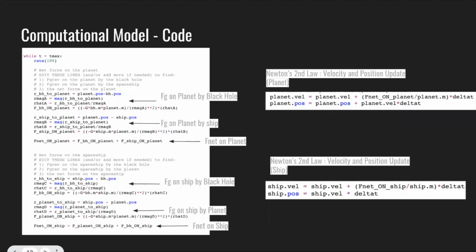First, we calculate the net force felt by the planet using the gravitational force equation. The net force on the planet is the sum of the gravitational force the black hole exerts on the planet plus the gravitational force exerted by the ship on the planet. Then I calculated the net force felt by the spaceship, which is the sum of the gravitational force exerted by the black hole onto the spaceship plus the gravitational force exerted by the planet onto the ship. To calculate both, I had to first calculate the distance between one body and the other, to then calculate the direction so that I could use the actual gravitational force in the introduction. Lastly, I used Newton's second law to update the position and velocity of the planet and the ship iteratively.